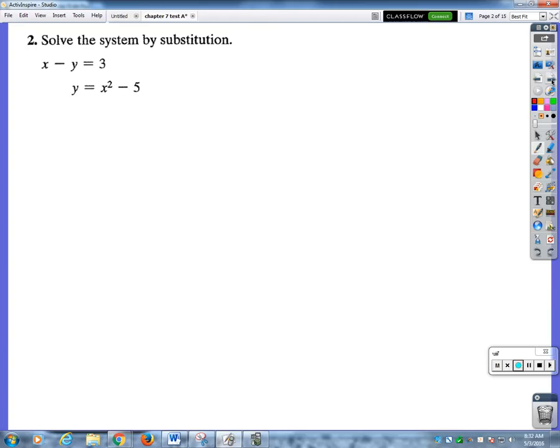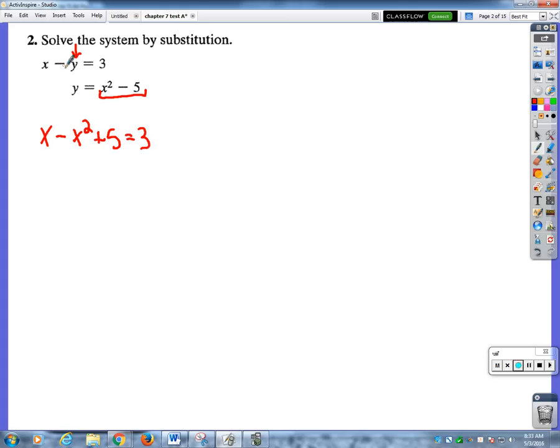Okay, number 2, solve the system by substitution. So the second equation is already solved for y for us. So I'm going to take this stuff right here and substitute it in for the y right there. One issue that some people had is that when you do that, this negative sign right here distributes to both of these terms. So when you substitute that in there, you get x minus x squared, but then it's plus 5 equals 3.